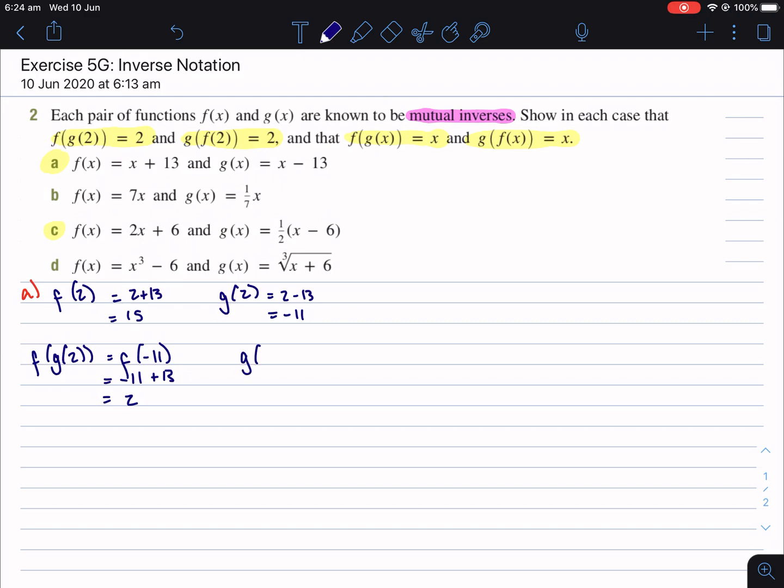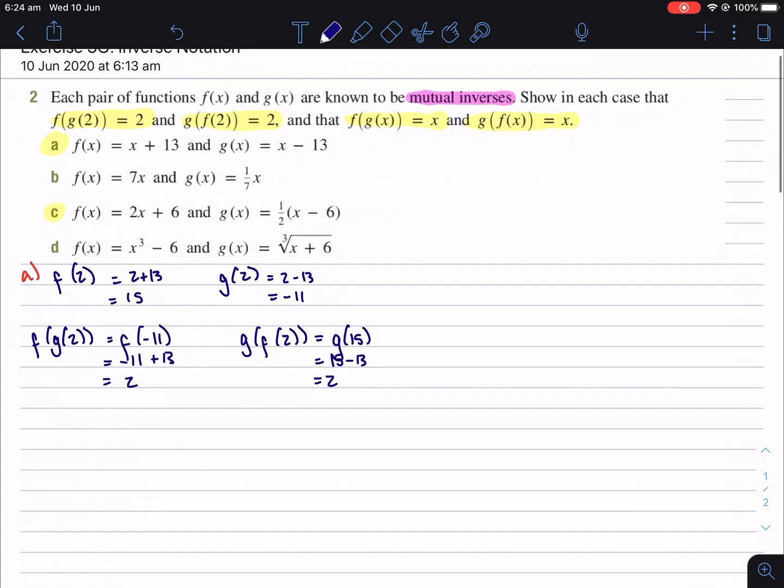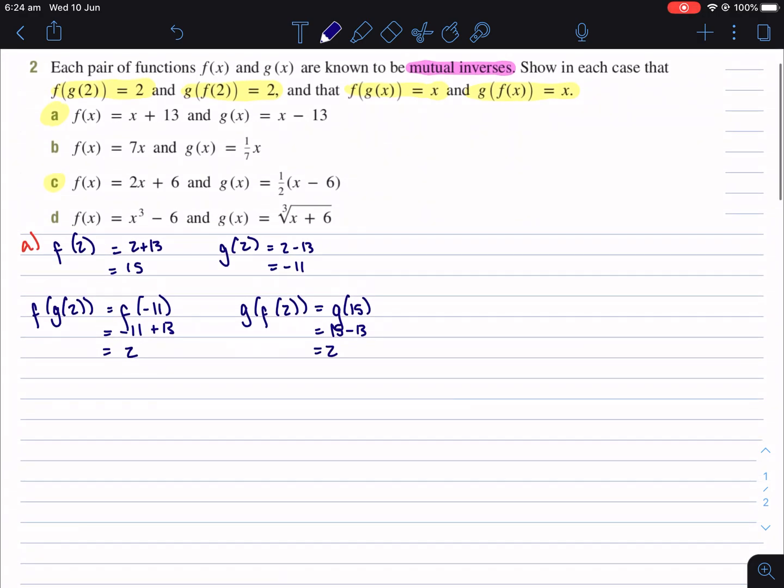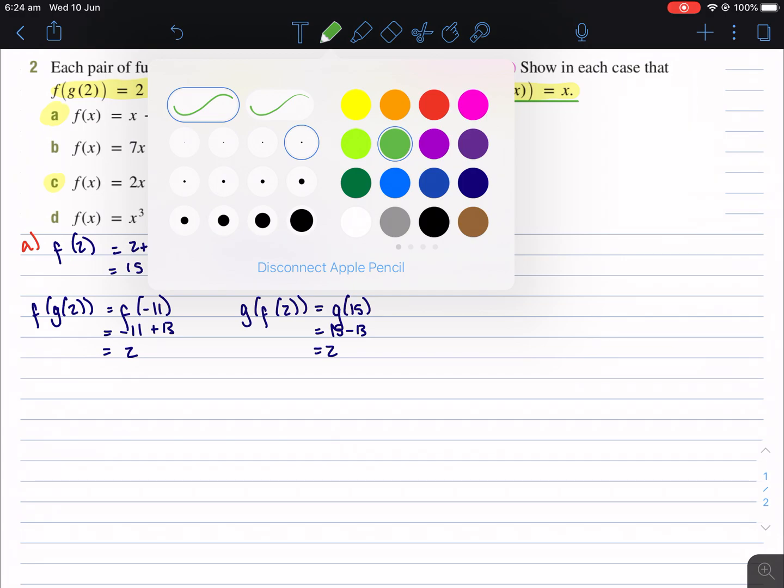And g of f of 2 is just g of whatever f of 2 was, 15, which means it's 15 take 13, which is 2. So they came out with the same answer, which helps point out that they're mutual inverses, but doesn't prove it without a doubt. So in order to prove it without a doubt, we need to do this with the general x.